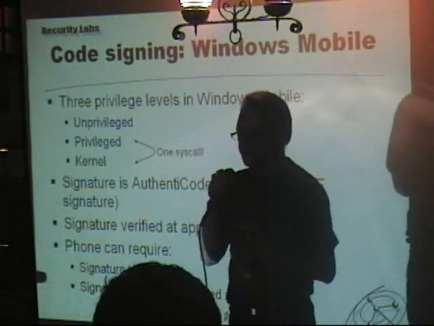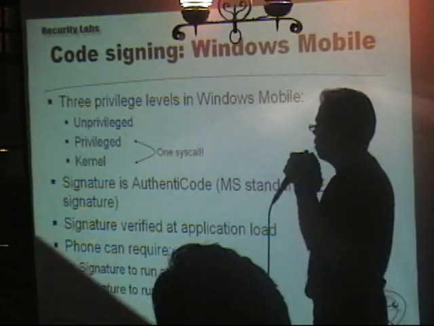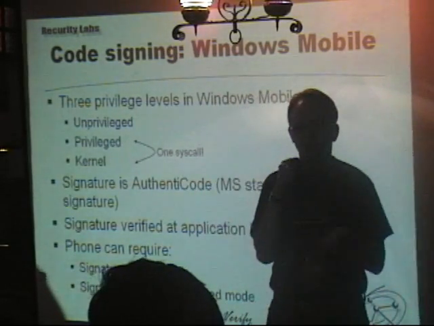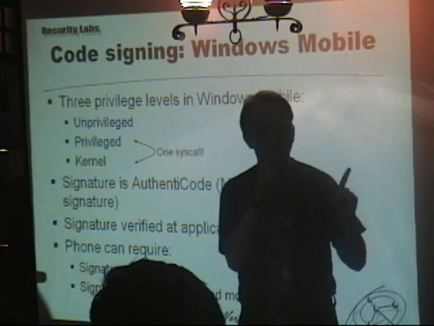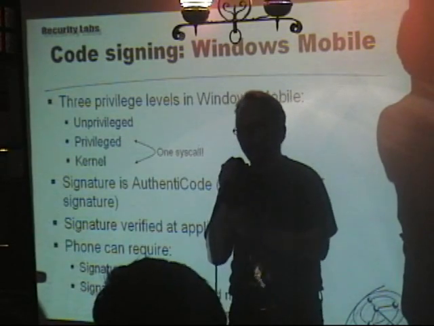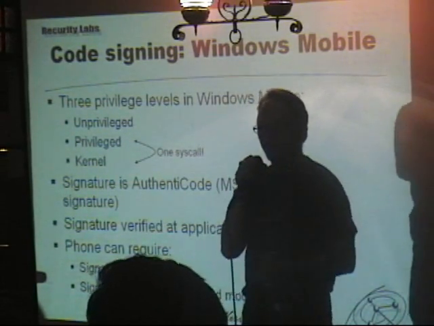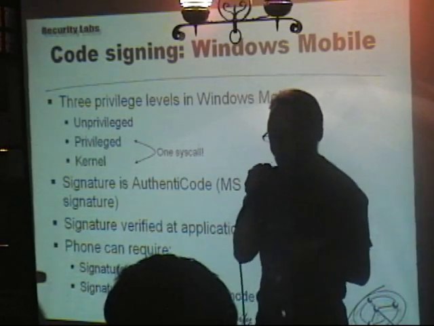Now, the reality is this. On Windows Mobile, you have 3 different privilege levels. One is called unprivileged, the next one is called privileged, and the third, obviously, is the operating system kernel. Now, in fact, you only have 2, because from a privileged process into the operating system kernel is 1 syscall. So a privileged process can say, make me kernel, and he will be kernel.